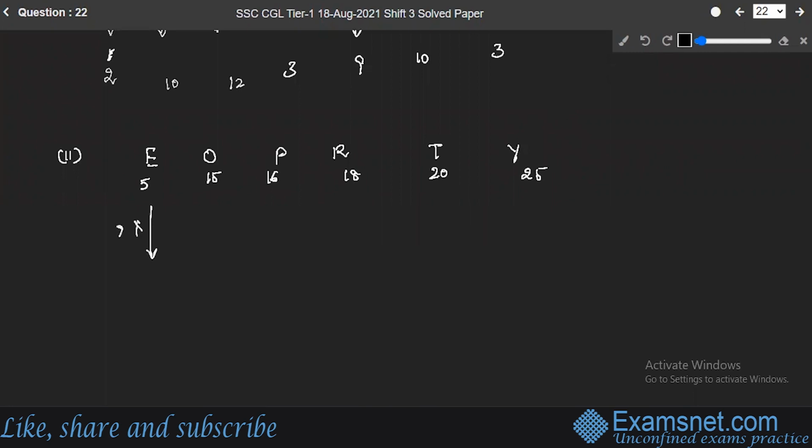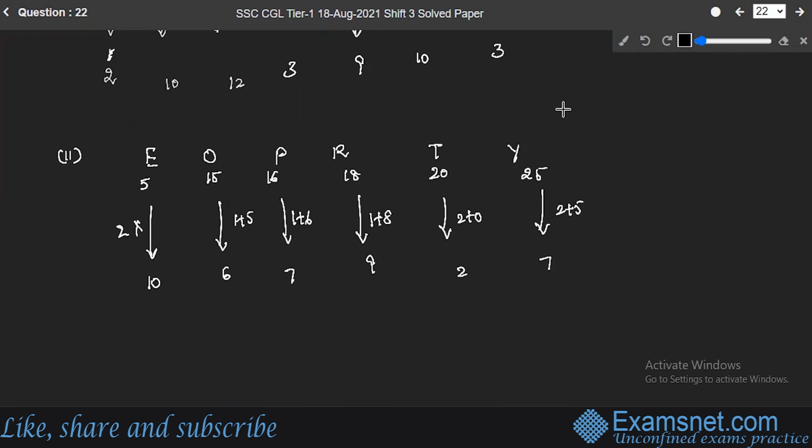You will multiply it with 2. Okay, so you will have a 10 over here. 1 plus 5 gives you 6. 1 plus 6 gives you 7. 1 plus 8 gives you 9. 2 plus 0 gives you 2, and 2 plus 5 gives you 7.